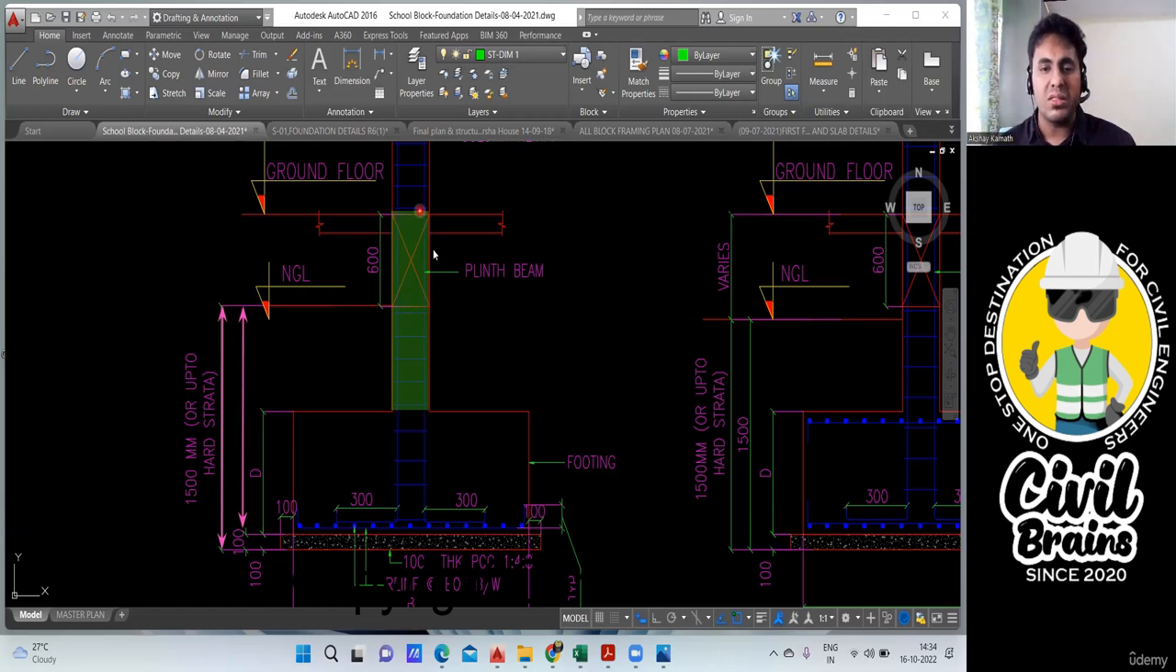Now this particular height is the depth of your plinth beam. It is already mentioned the depth of your plinth beam is 600 mm in all the cases. So directly take 600 mm from here. You're getting my point? So try to do this calculation. I can explain it for one footing.